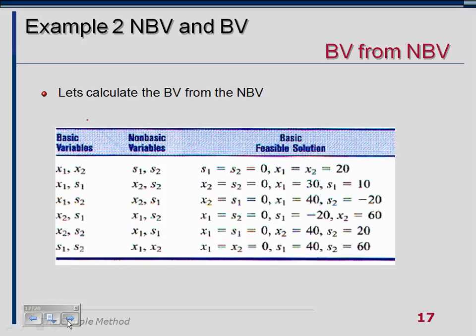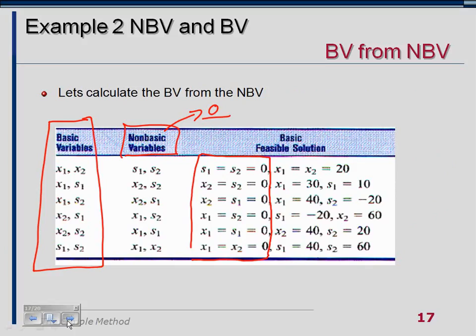So I can either have x1 and x2 as basic variables, x1 and s1 as basic variables, x1, s2 as basic variables, and by default that means that what is remaining is our non-basic variables. Okay? So, a non-basic variable, we said what? Those are variables that are equal to 0. Right? Okay. So let's go in and set our non-basic variables equal to 0.